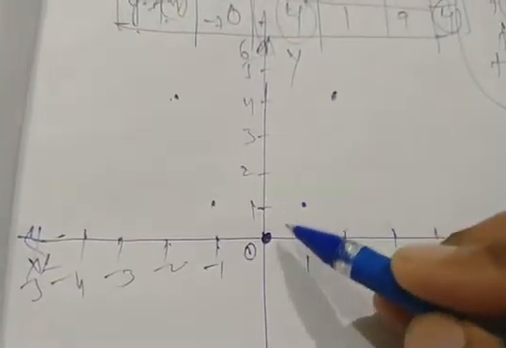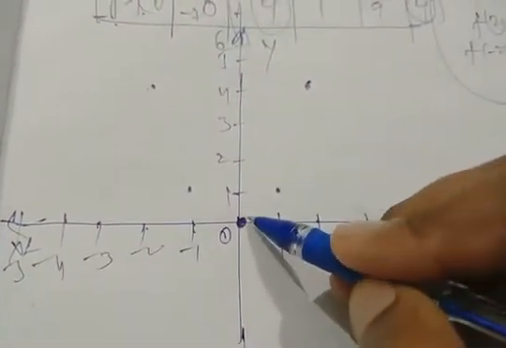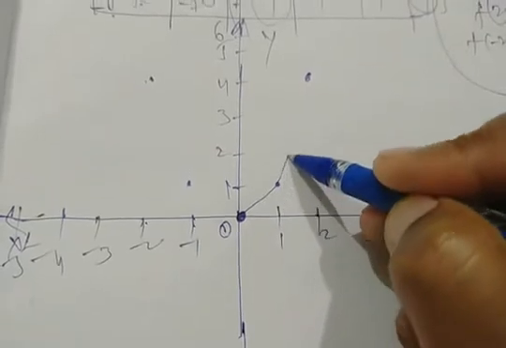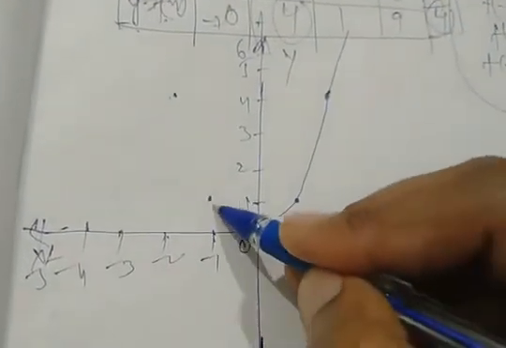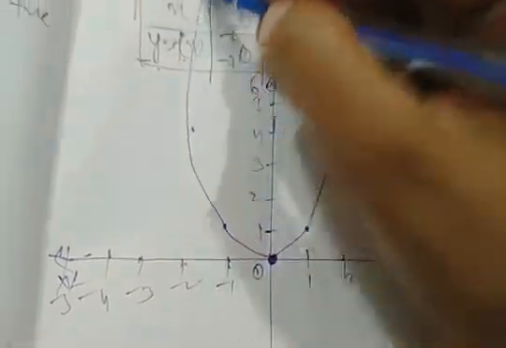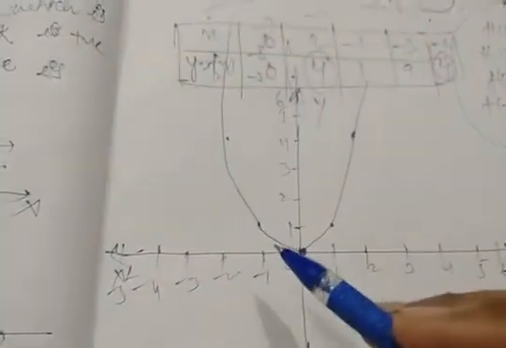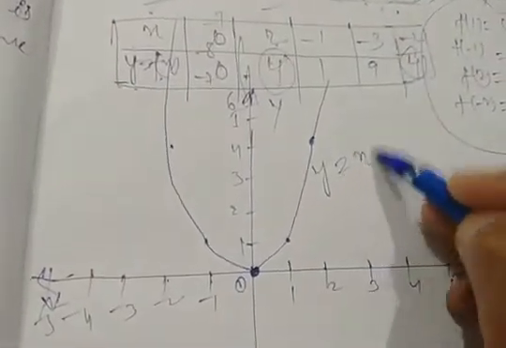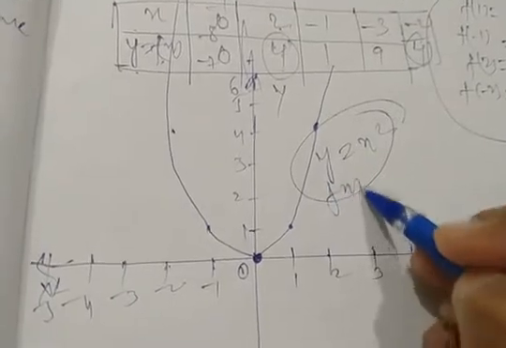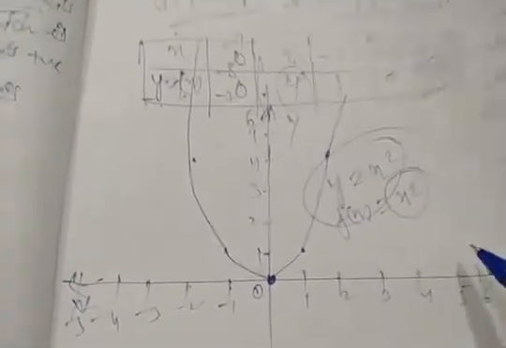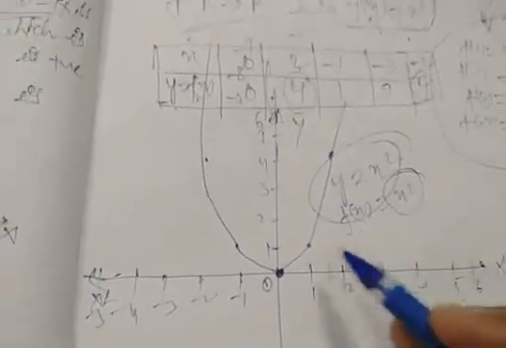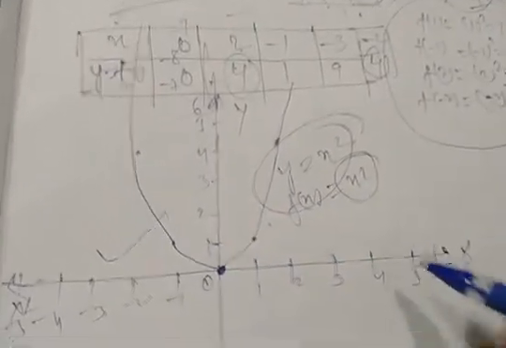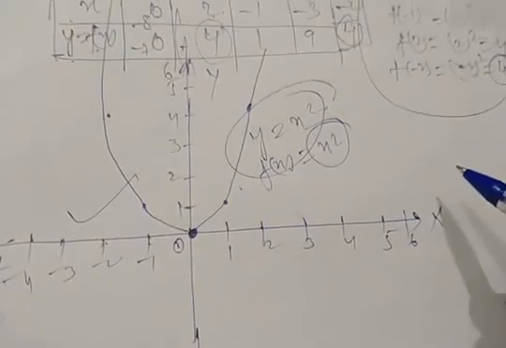In this way, if we join those dotted points, then what do we get? Let's see. In this way, and here in this way. Okay, so in this way we find the graph of y is equal to x square. This is the graph of the square function. And now we discuss the domain and range of that function.